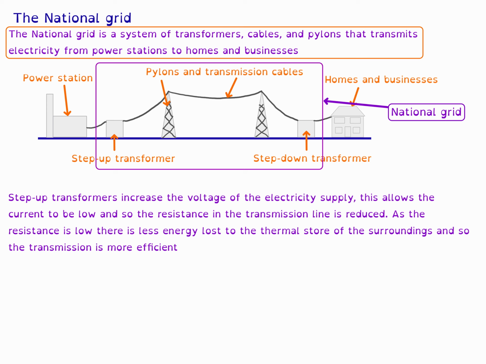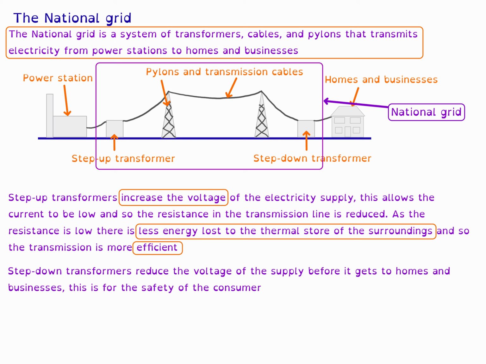Step-up transformers increase the voltage of the electrical supply. This allows the current to be low, so the resistance in the transmission line is reduced. As the resistance is low, there is less energy lost to the thermal store of the surroundings, and so the transmission is more efficient. Step-down transformers reduce the voltage of the supply before it gets to homes and businesses, and this is for the safety of the consumer.